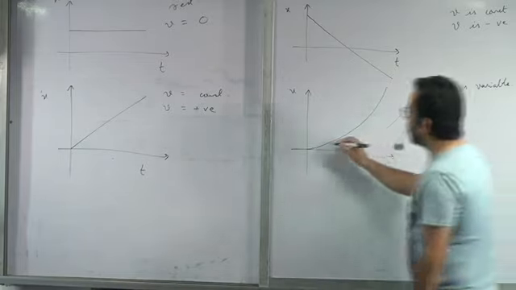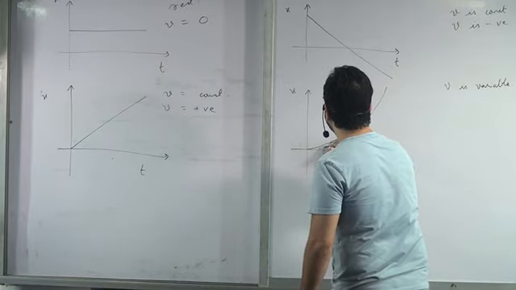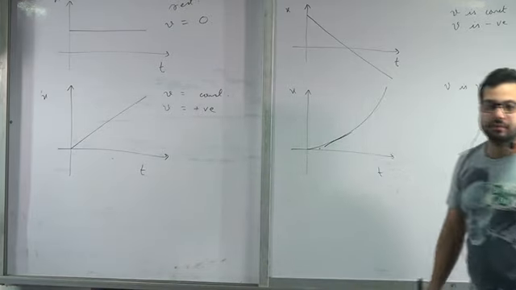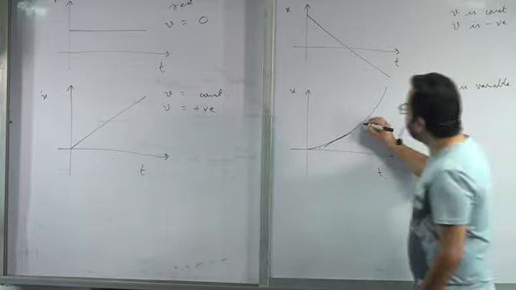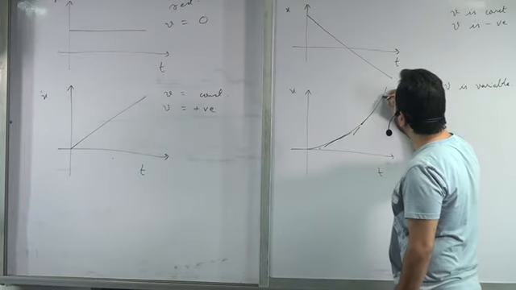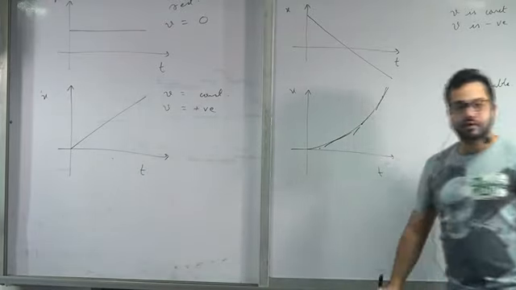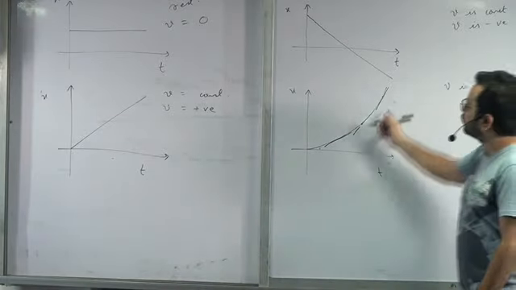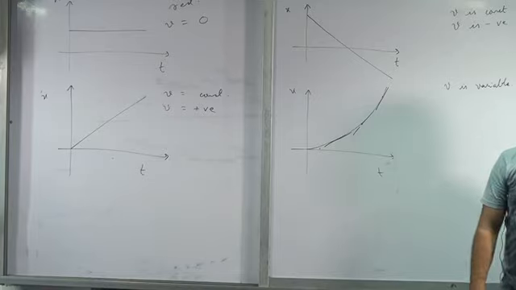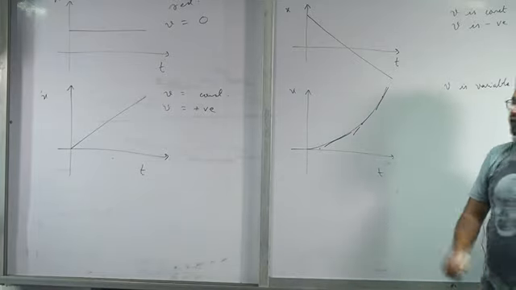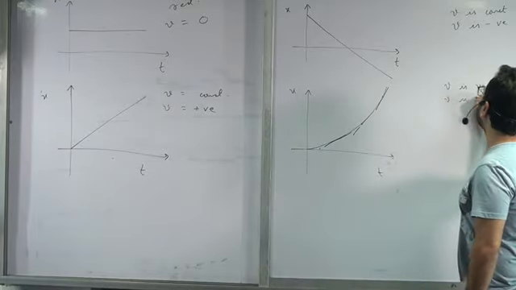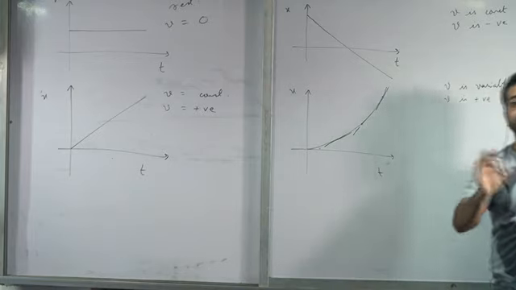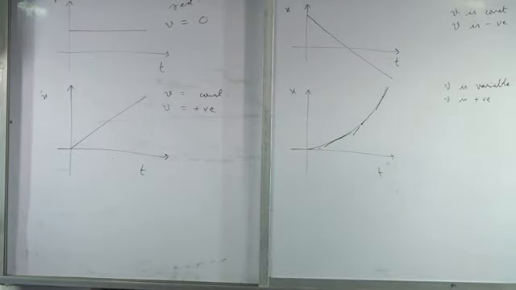Yes, we draw tangents. So at this point, the slope of this tangent will give me the velocity. At this point, the slope of this tangent is going to give me velocity. Is that right? Okay, so what is the velocity? It's throughout positive. Correct? The slope is throughout positive. So V is also positive throughout. It is varying, but it is in the same direction, so the particle is moving in the positive x direction. Is that right? Okay.